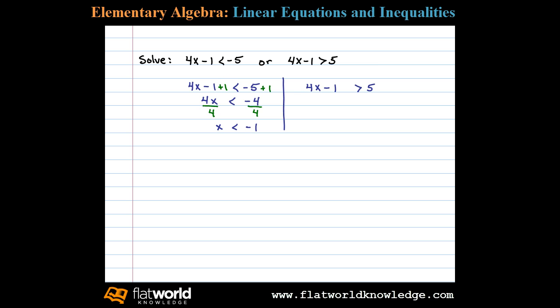Now let's solve the second one. Again, we have -1, so I'm going to choose to add 1 to both sides. In this case, we're left with 4x is greater than 6. Dividing both sides by 4, well, that leaves us with x is greater than 6/4, which reduces to 3/2. 3/2 is the same thing as 1.5. So any real number greater than 3/2 will solve this inequality.